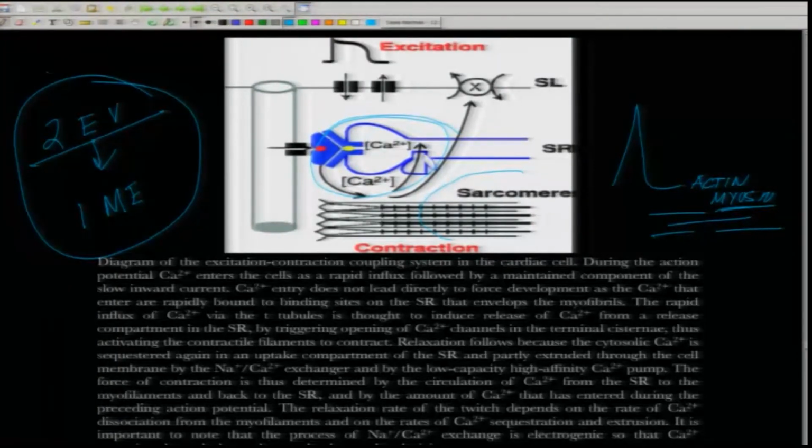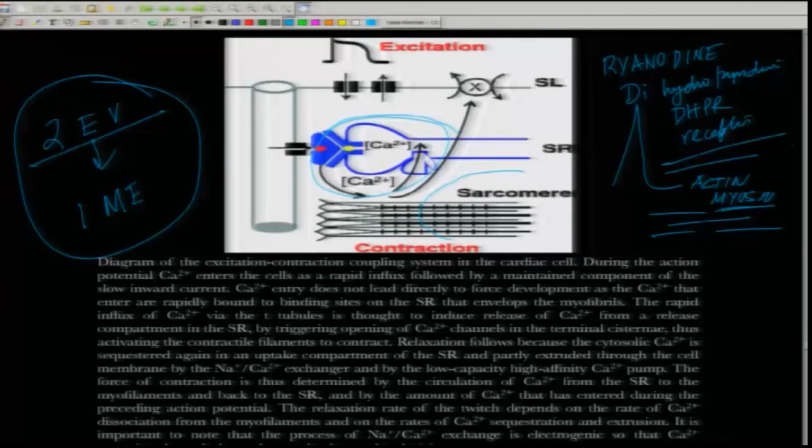And this is also where your two critical receptors come into play, which are ryanodine and dihydropyridine, DHPR receptors, and both of them are calcium activated channels, they are coupled with each other, DHPR and RYR, ryanodine receptor and DHPR receptors.